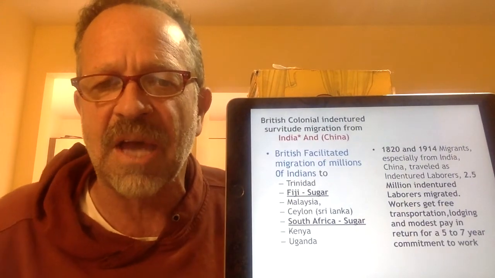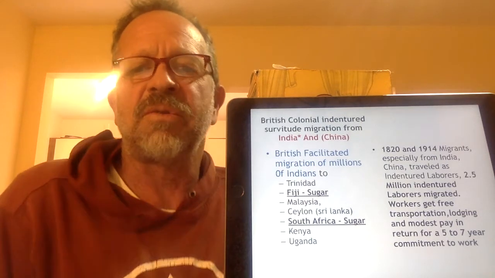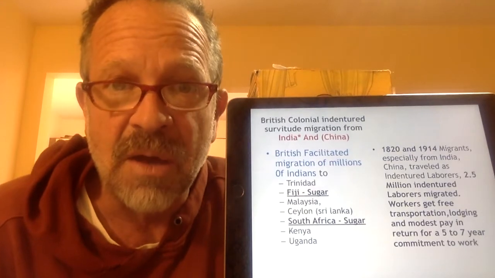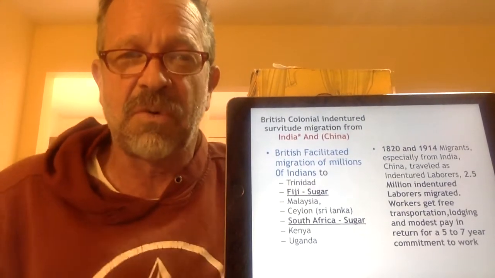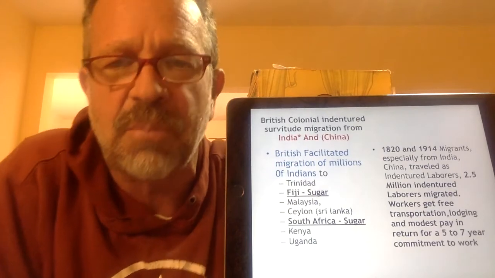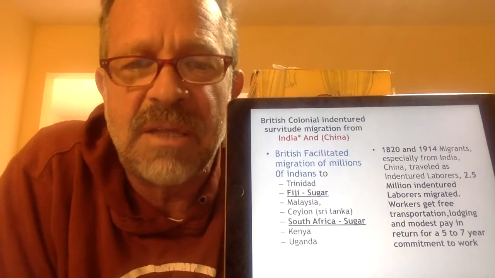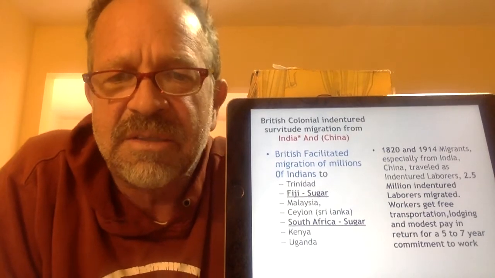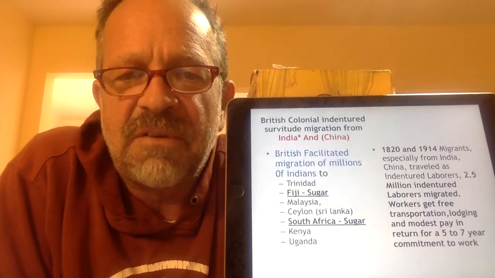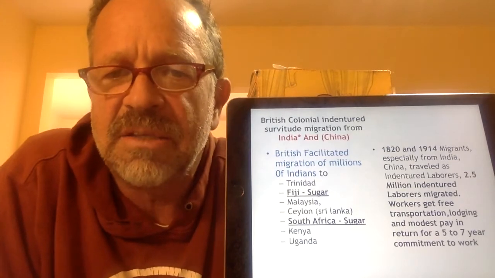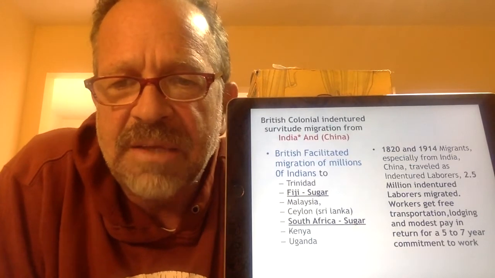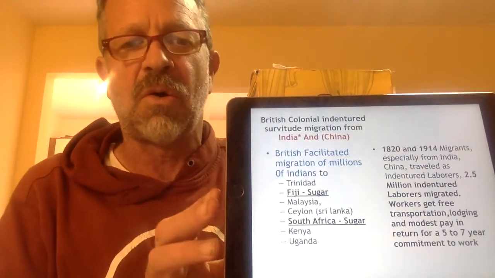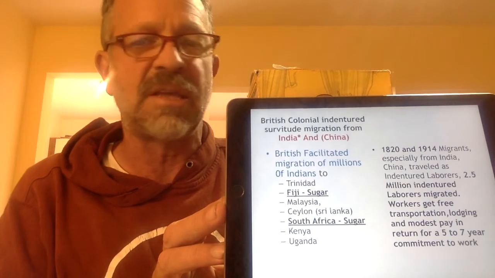This will probably show up a couple of times in this PowerPoint, but the bottom line is when slavery is phased out in the 1800s, they need a new cheap labor force for sugar plantations and other places around the British Empire. So what do they do? They get Indians to leave India to go to places like Fiji and South Africa, and Chinese to go to places like the United States, all on these indentured servant contracts. So there's a whole new migration that starts in the 1800s.